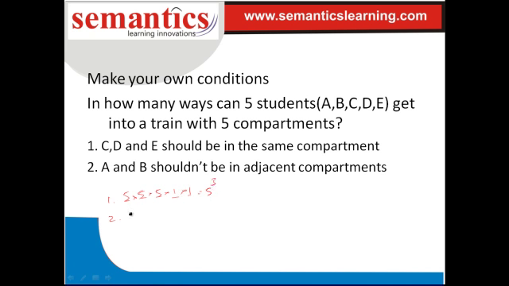A and B should be in adjacent compartments. Now here there are multiple possibilities. I hope you got all of them. So A is 5 ways. B can't be in the same compartment, right? But can he be to the right of A? Can he be to the left of A? There are two. If A is in the corner, then there's only one possibility. But if A is in the middle, there are two possibilities here. Can you observe the different possibilities?